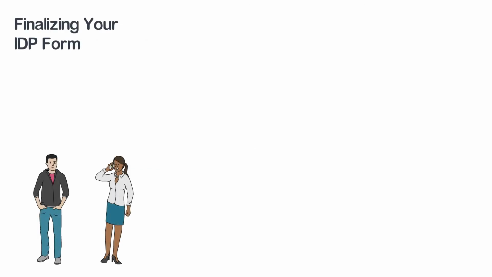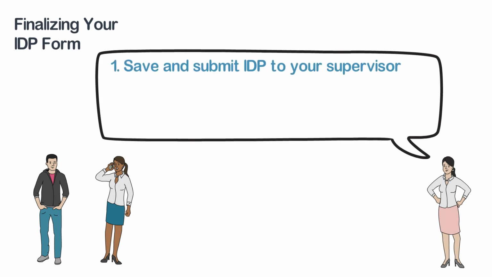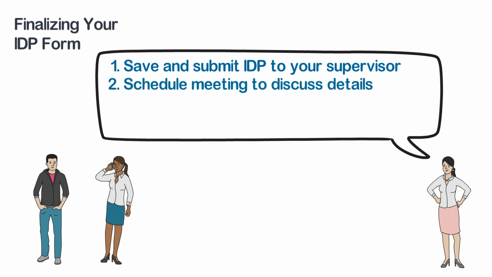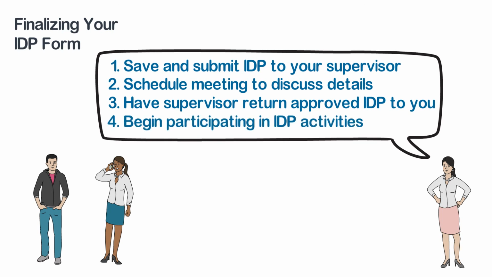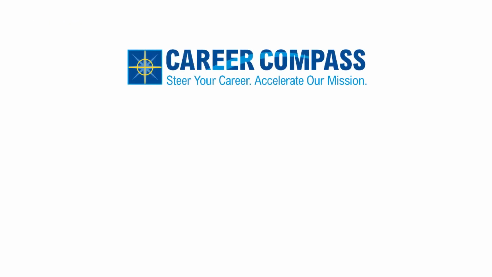When you're done with your IDP, you'll set up a meeting with your supervisor to talk about your plan. To do that, sign and save your IDP, and email it to your supervisor. Once you meet with your supervisor and get your individual development plan approved, you'll be ready to launch your learning and development activities and be well on your way to steering your career and accelerating our mission.